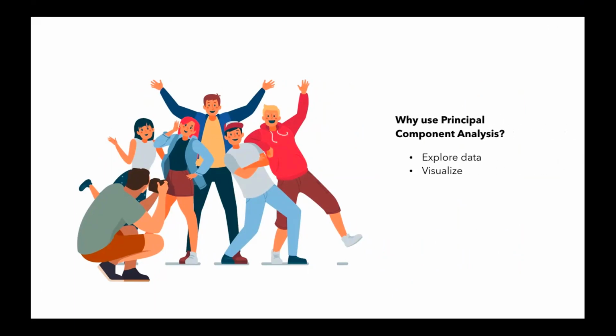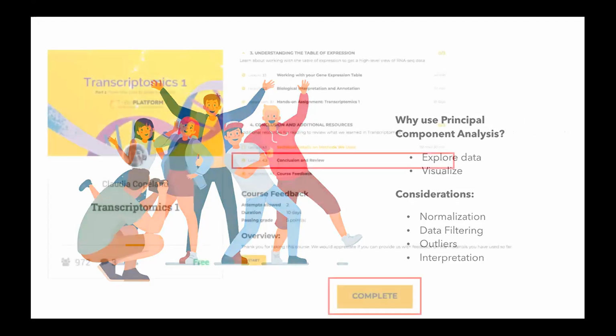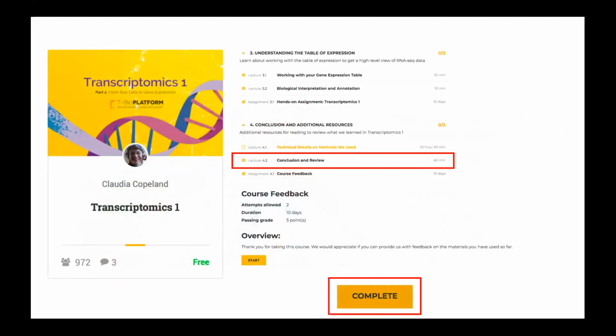Why do we use PCA? We use PCA to explore data and to visualize it. The considerations we have to make before doing a PCA are that the data is normalized, the data is filtered, and there are fewer outliers, and then we will be able to interpret our PCA. So today, we covered what is there in Transcriptomics 1.